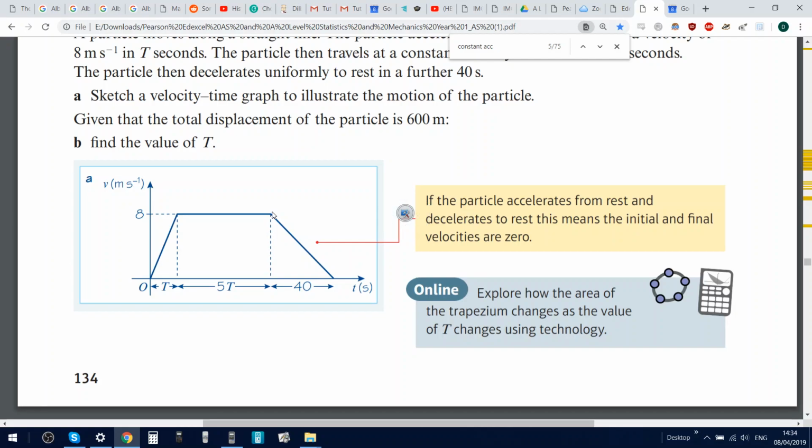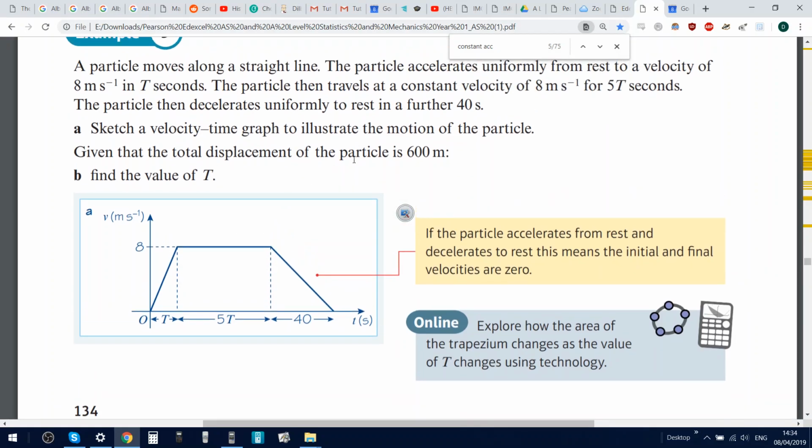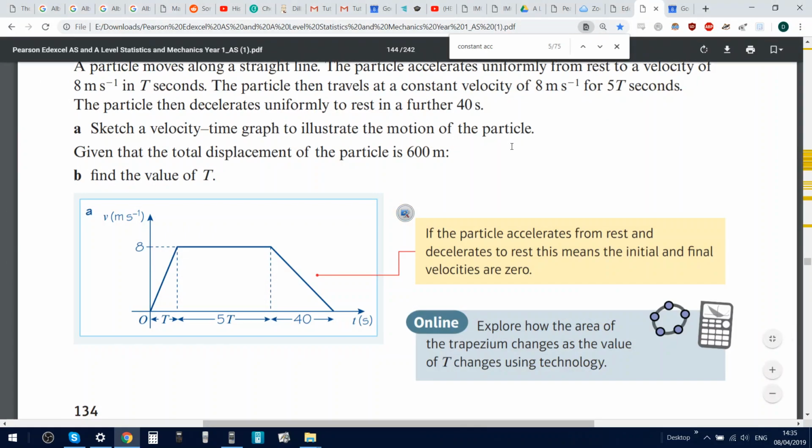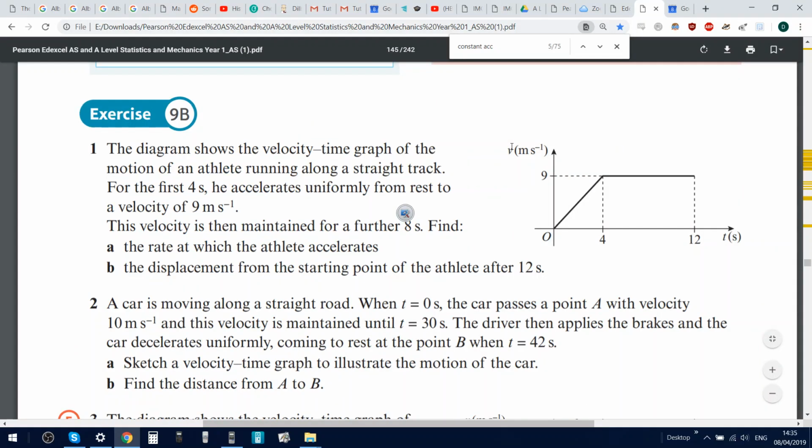That was not my understanding of the question. A further 40 seconds. Oh, okay. So this part of it is 40 seconds. So it's 40 seconds plus 60, plus the rest of it. Okay, further. All right. We just need to read the question.